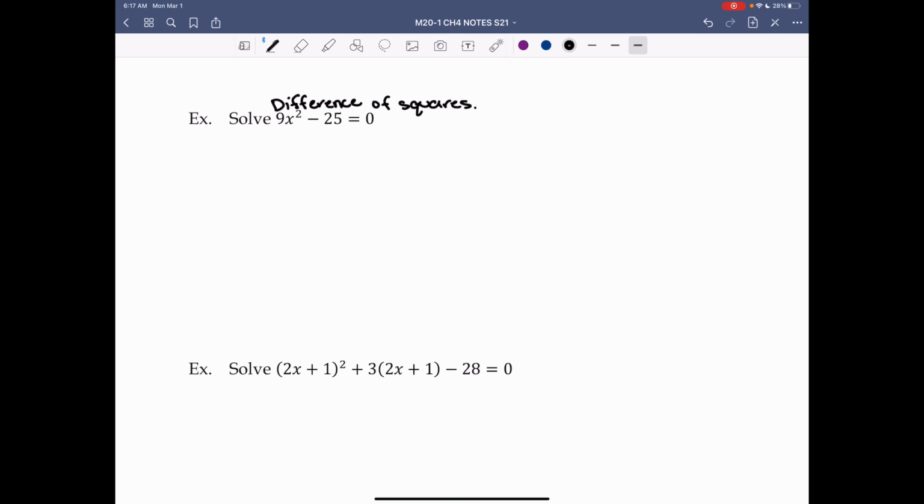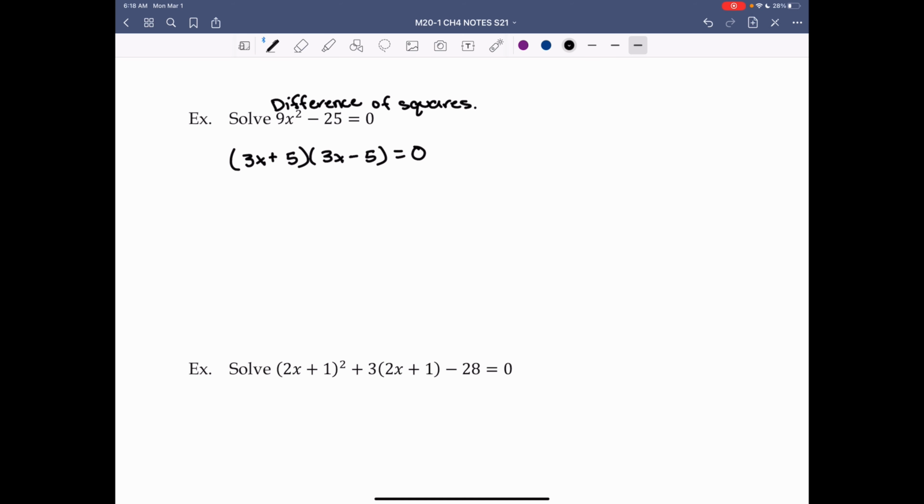To factor a difference of squares, you take the square root of the first term, which we said was 3x, the square root of 9 is 3, square root of x squared is x, and the square root of the last term, square root of 25, is 5. And then you write that twice, 3x, 5. Then in one binomial you put a plus, and in one binomial you put a minus. And then that product is equal to 0.